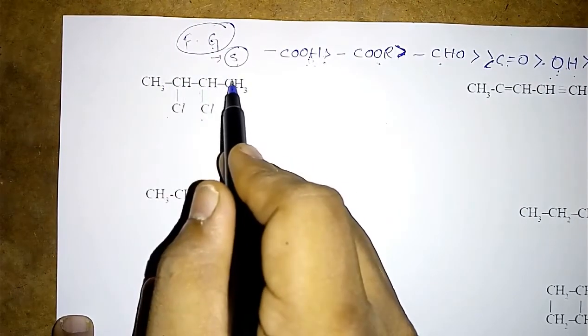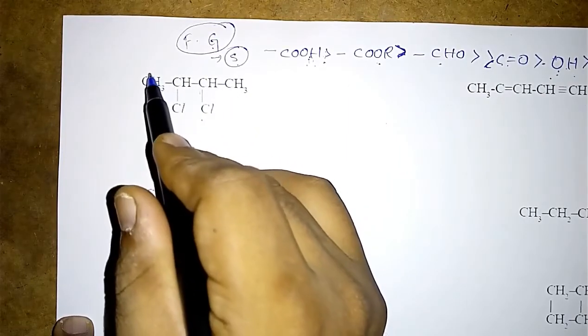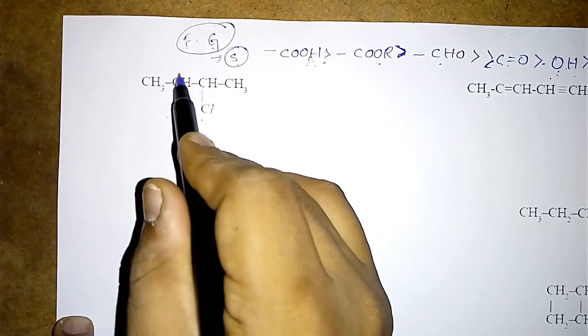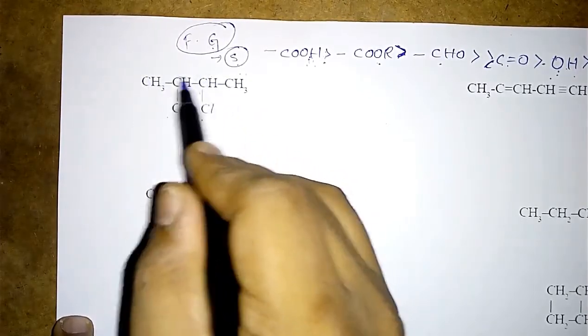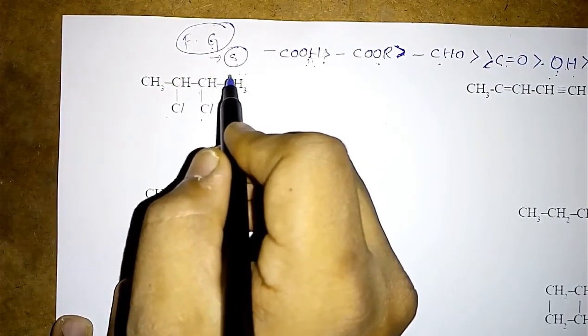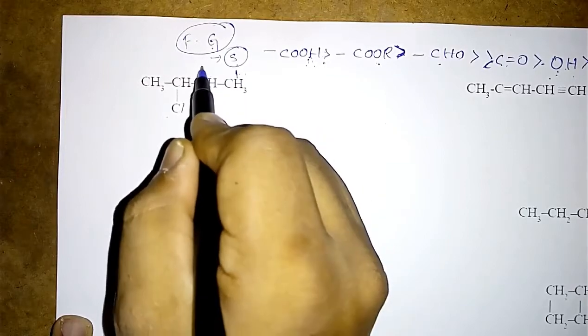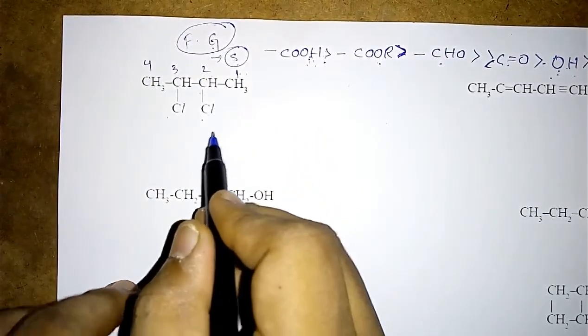So from left to right you have to give numbering, or right to left. If you observe, these two are at the center. If you give numbering from left to right, 1 2 3 4. If you give numbering from right to left, 1 2 3 4, you are getting the same numbers. So it's up to us in which way we give the numbering. I will give from right to left, 1 2 3 and 4. Okay, numbering over.